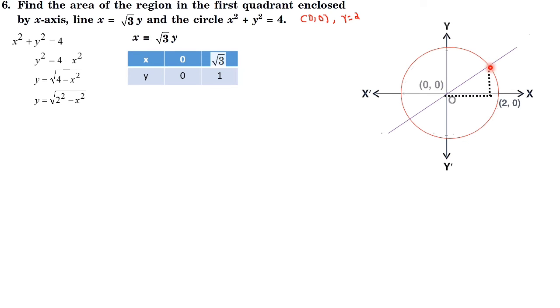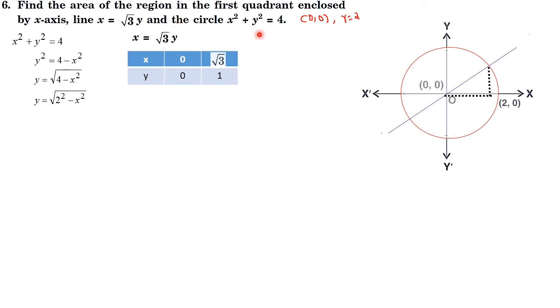So that is our next step. We need to identify the intersection points of the circle and the line. Here one intersection point is there, here also one intersection point is there. Actually we need this one. This one is enough because we are going to find the area under the first quadrant. So for finding the point of intersection, that is a very important thing you need to keep in mind.